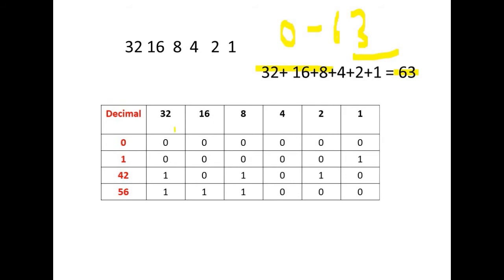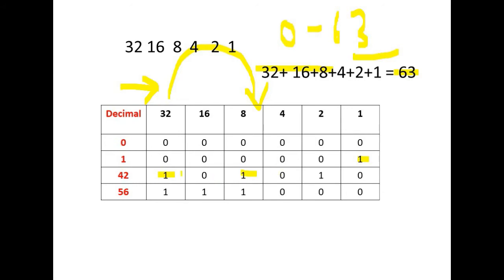So for 0, in all positions 0 will be there. For 1, only the 1 is given here. And for 42, how would we get 42? We can look in the sum of weights written here. So 32 plus 8, it is going to give 40. So the 32 position is given as 1 and 8 is given 1 and the rest are 0.